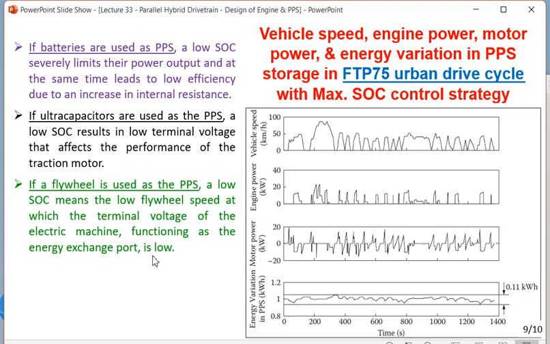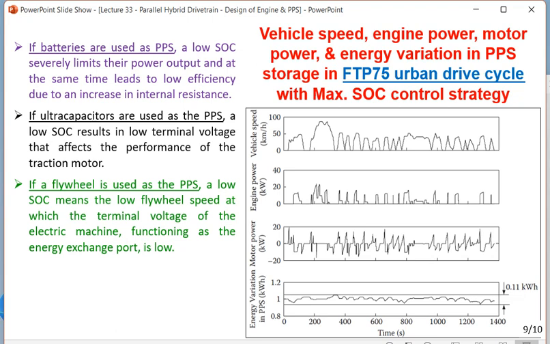So other than battery or ultra capacitor, there is a third option: a flywheel can be used as a PPS. In this case, low SOC means the flywheel speed will be low, which will reduce the terminal voltage of the electric machine that functions as the energy exchange port. That means we always have to ensure that whether the PPS is a battery, an ultra capacitor, or a flywheel, the PPS source terminal voltage should never be low. This we have to ensure always.